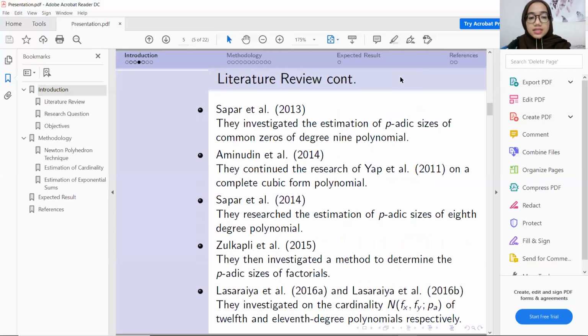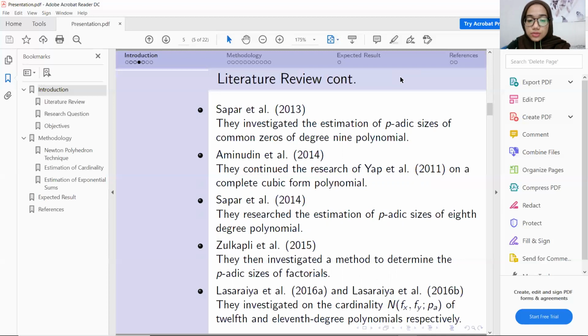Okay. Next, Sapar et al. 2013, they investigated the estimation of the p-adic size of common zeros of a degree 9 polynomial. Next, Aminuddin et al. 2014, they continued the research of Yap et al. 2011 on a complete cubic form polynomial. Sapar et al. 2014, they researched the estimation of the p-adic size of an 8-degree polynomial. Zulkifli et al. 2015, they then investigated a method to determine the p-adic size of factorials.